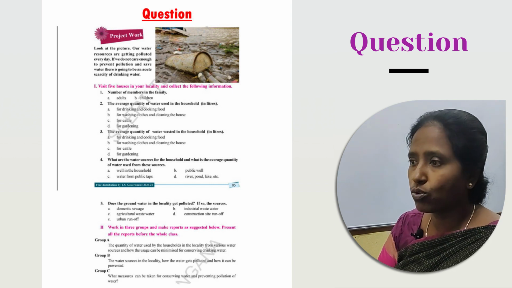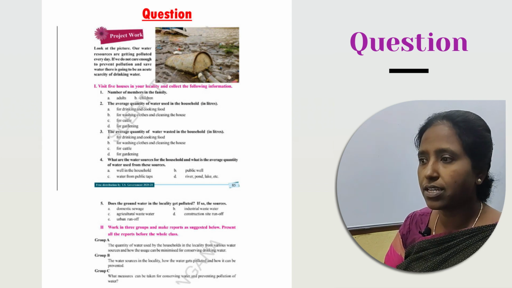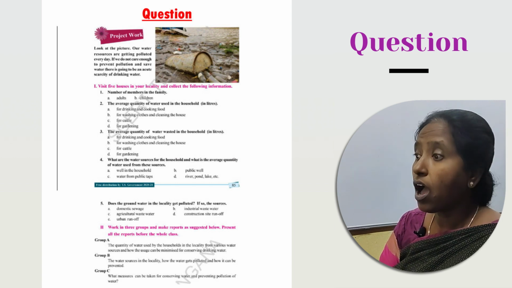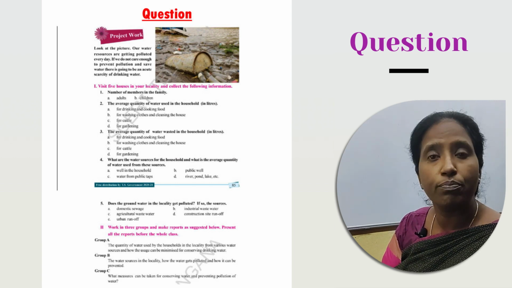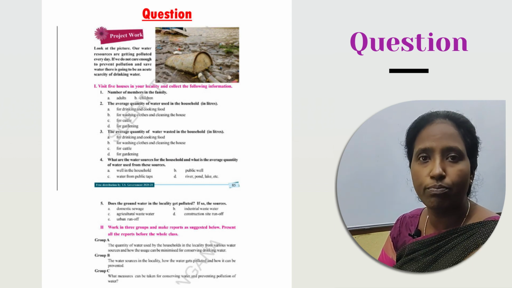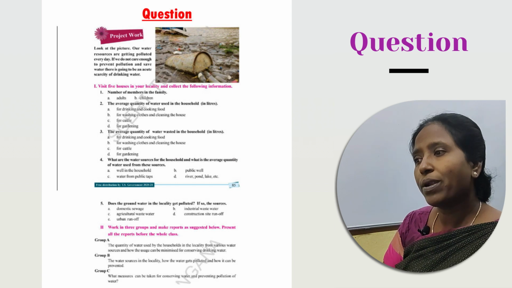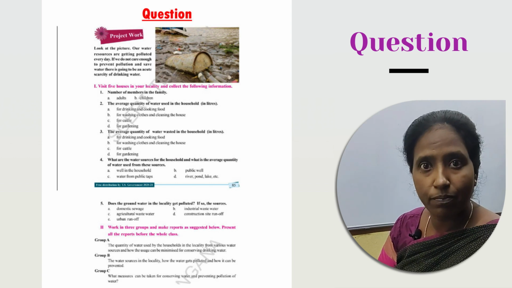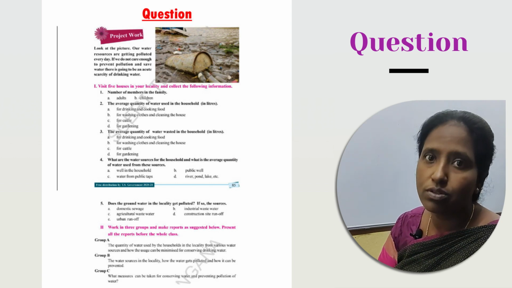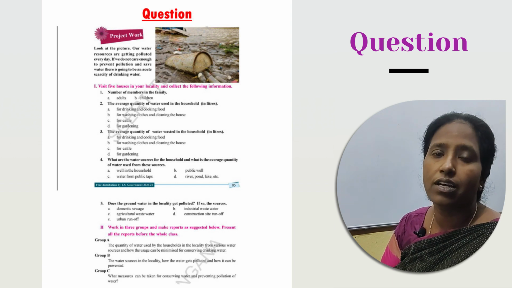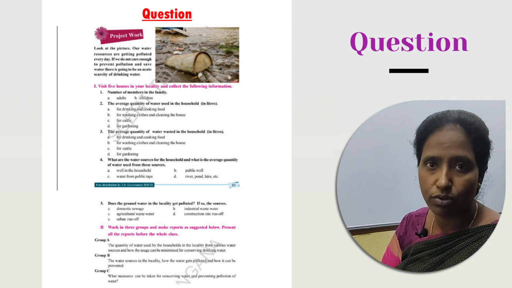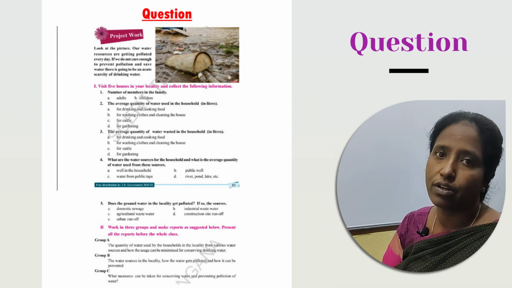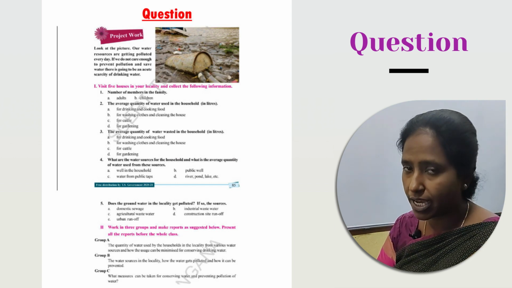Okay, the second group, group B, should do this task: the water sources in the locality, how the water gets polluted and how it can be prevented. How to prevent the pollution of water, that group B has to analyze. Group C: what measures can be taken for conserving water, how to preserve the water. The best source of water is rainwater. How to save it, how to keep the naturally occurring water sources pure without getting polluted, that group C has to analyze. And preventing pollution of water, that group C has to analyze.